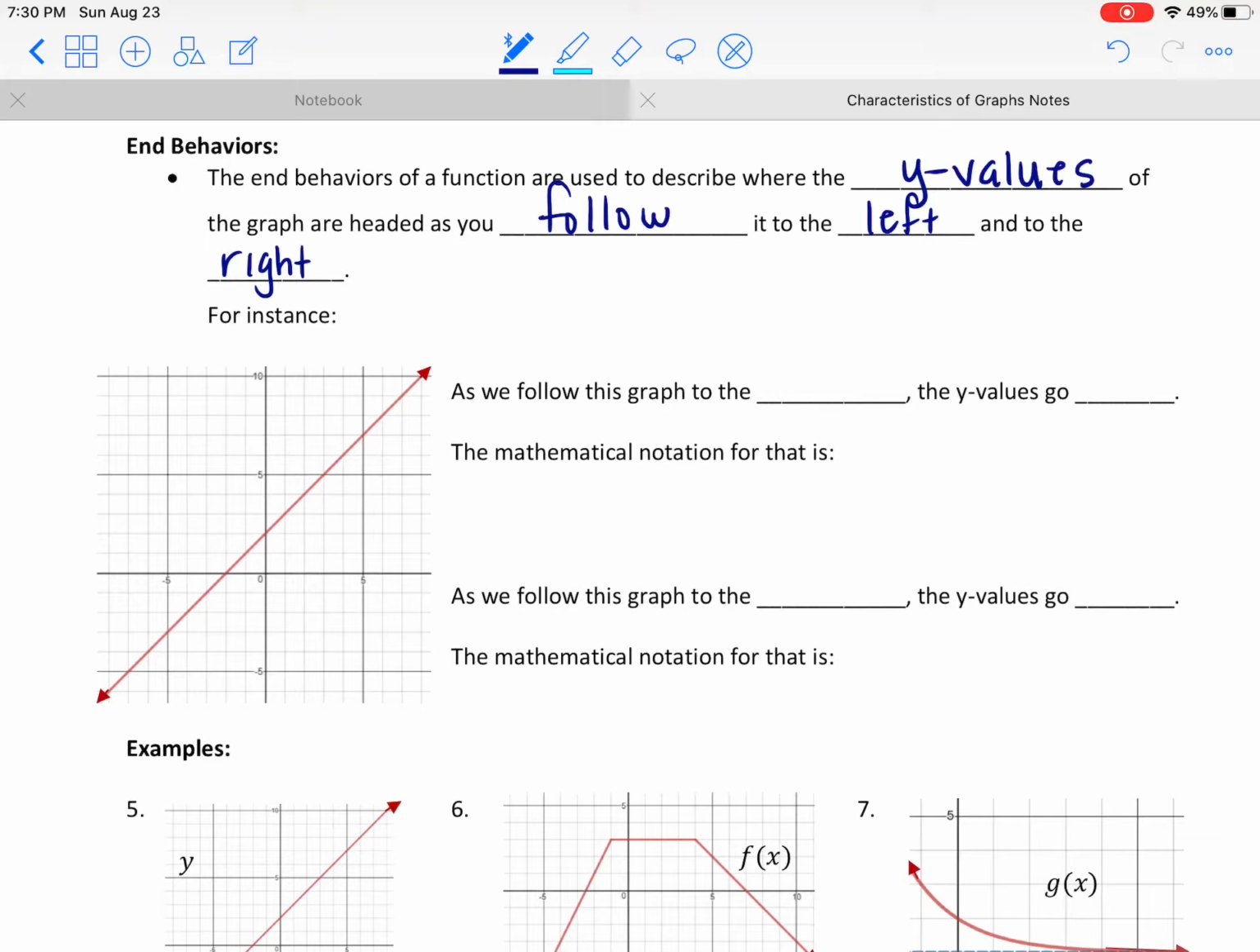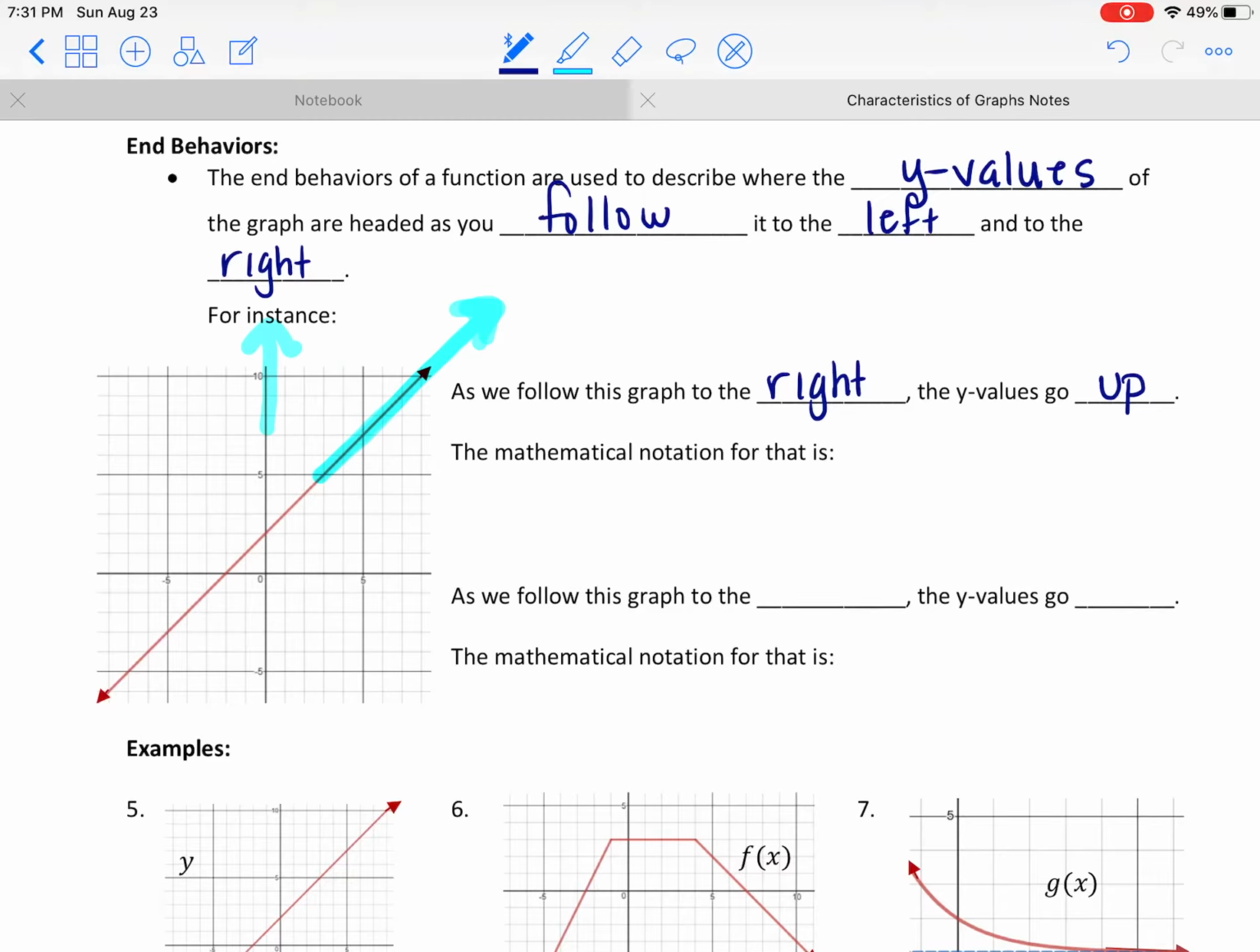Okay, so let's look at this graph. If we were to follow this graph to the right, let's try to figure out where the y values are headed. So there's the right side of the graph. If I follow this graph to the right and I just keep following that right end, what's happening to the y values? Well, at the same time that this graph is going to the right, the y values are increasing, right? So we would say as this graph is going to the right, the y values are going up. And that's the end behavior. But we have to state this mathematically, okay? So here's how this looks. This is the mathematical notation that says, as we follow the graph to the right, the y values go up.